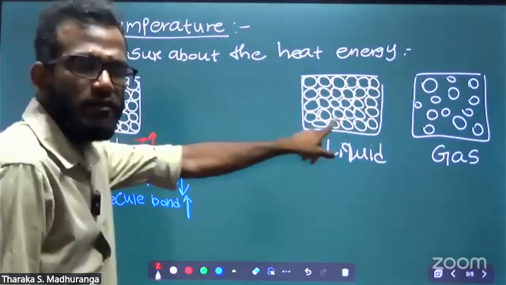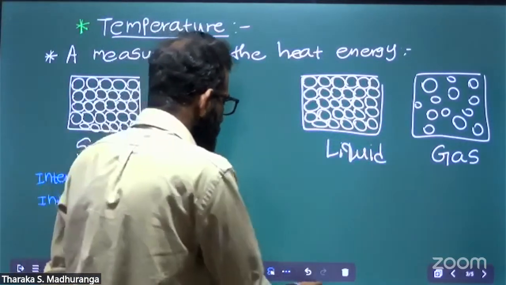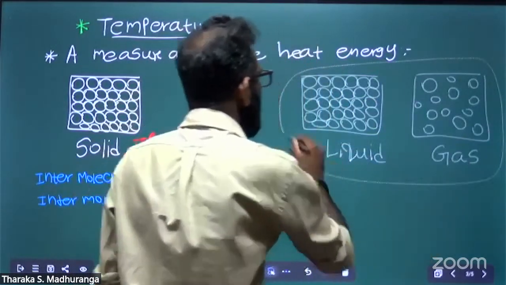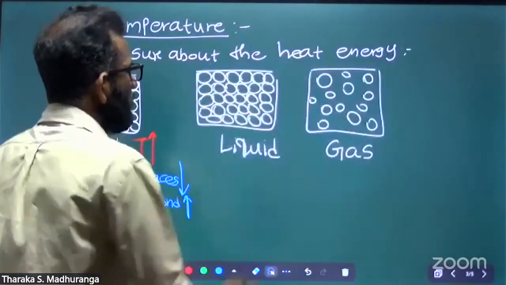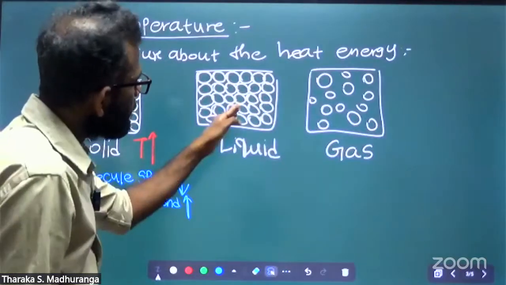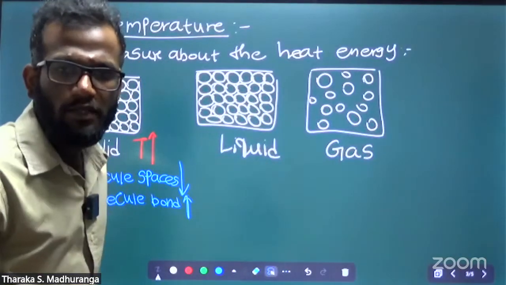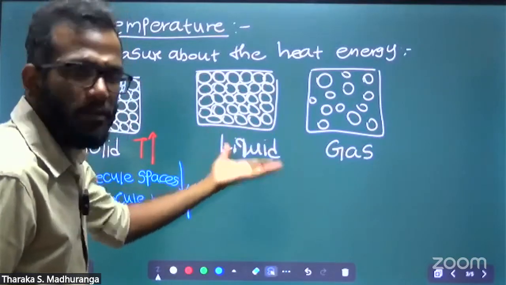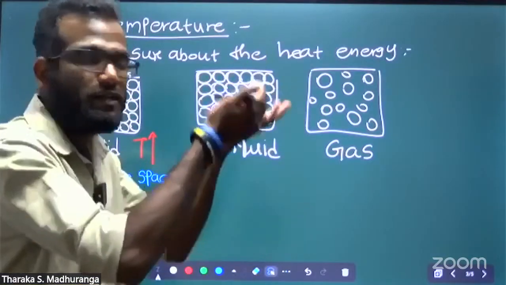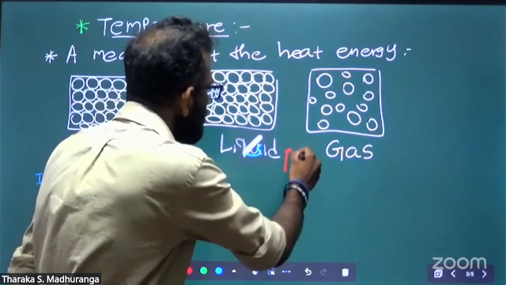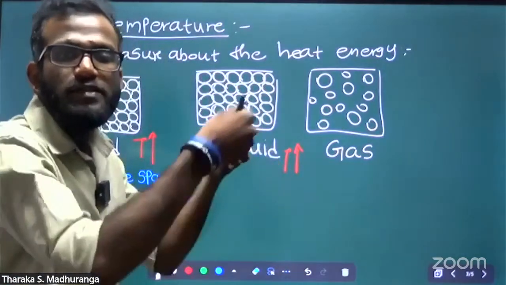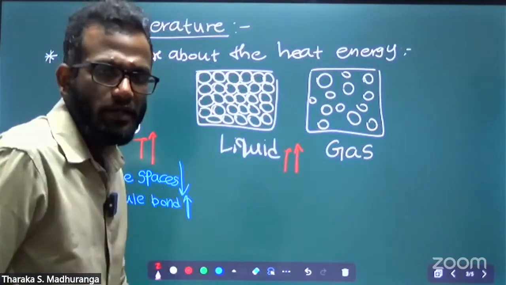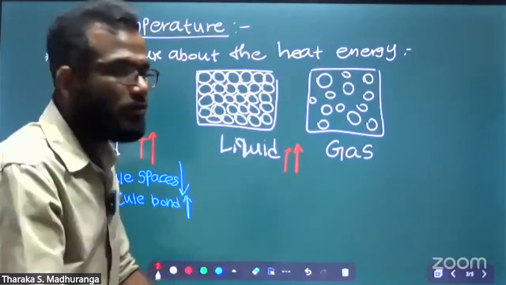Okay, now think about liquids. Similarly, think about liquid. What happens in liquids? If we consider liquids, intermolecular bonds are medium, and it has a medium level of space between molecules. When temperature increases, what happens? Liquids also increase in their molecule spaces. Now what happens? They are expanding. Their volume is getting increased.